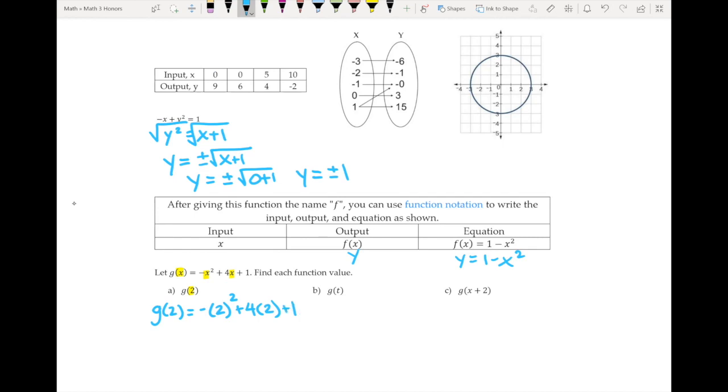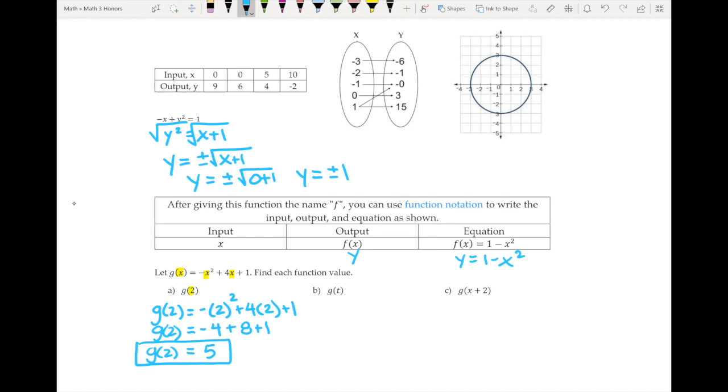Do notice that I put parentheses around the 2. I will do that pretty much every time to make sure that my order of operations is done correctly. So I do 2 squared, which is 4. 4 times 2, so 8, and plus 1. Negative 4 plus 8 is 4, plus 1, so 5. This means that g of 2 is equal to 5.